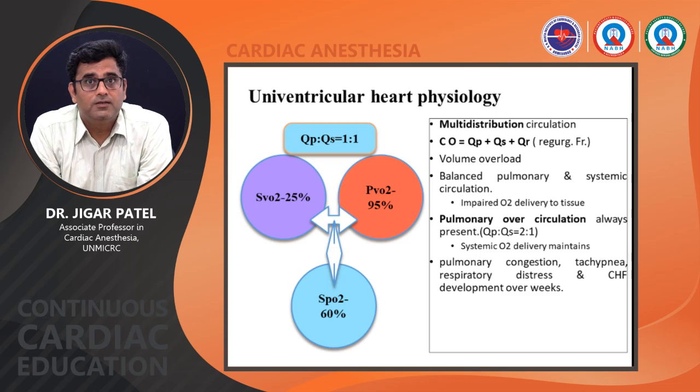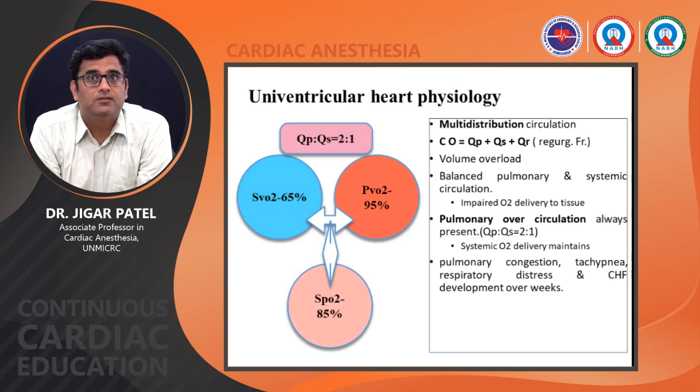So there is always a pulmonary overcirculation in a single ventricular patient. It is around a ratio of 2:1. If there is a 2:1 ratio, then you will get 85% saturation, and it will maintain systemic oxygen delivery. But this overcirculation leads to pulmonary congestion, tachypnea, respiratory distress, and the patient develops congestive heart failure. It develops over weeks, so it will present clinically.